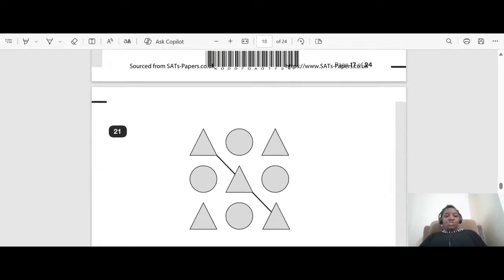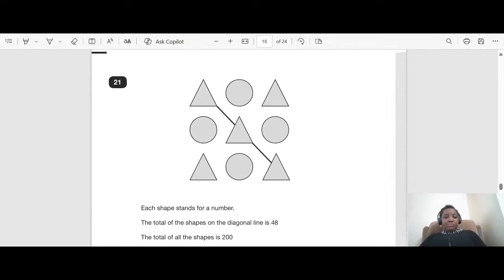Let's go on quickly to question number 21. It says that each shape stands for a number. We have a triangle and we have a circle.